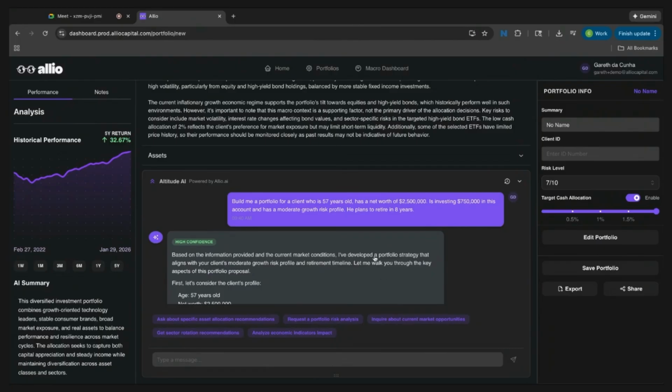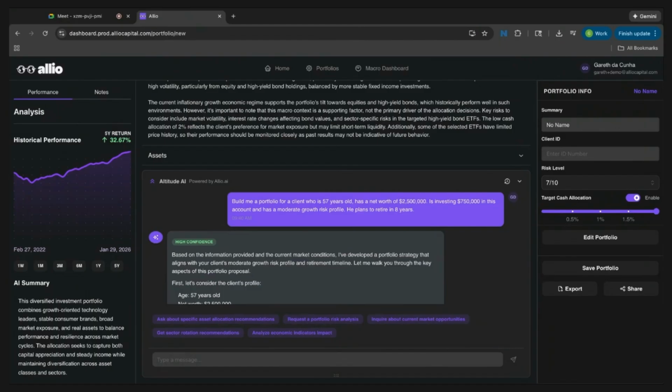So, for example, a pretty straightforward client that I was helping somebody with: a 57-year-old with a net worth of 2.5 million, who's investing 750K in the account that I'm going to be helping this guy manage. He has a moderate risk profile and plans to retire in 8 years. Very standard, run of the mill, tail end of the boomers client. Everybody's wealth book, I'm sure your book as well as mine when I was in the industry, is full of clients exactly like this. You can see on the right here, we are able to set the target cash allocation.